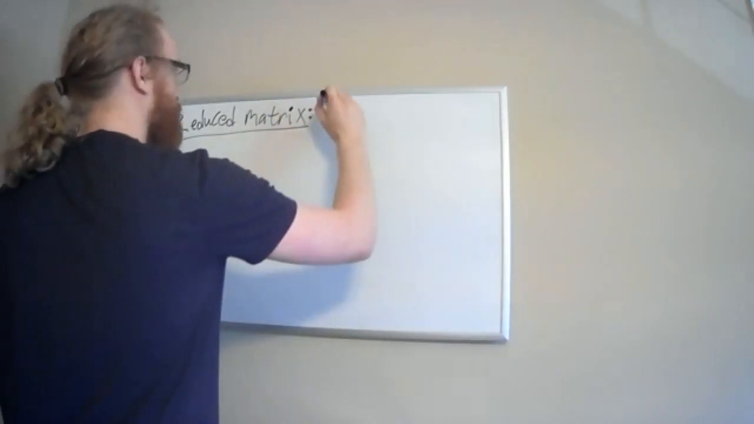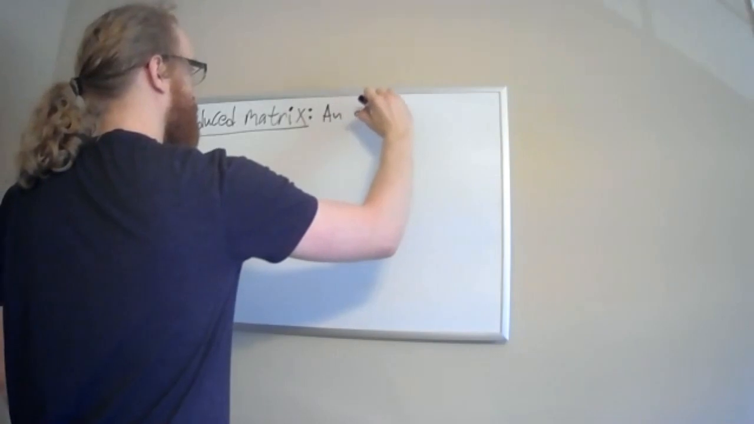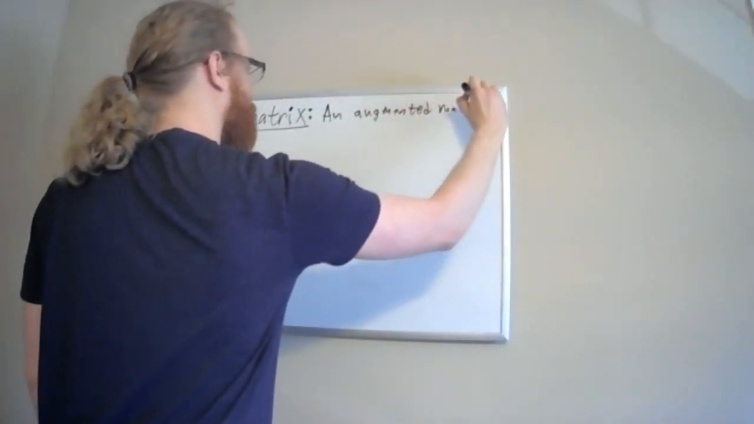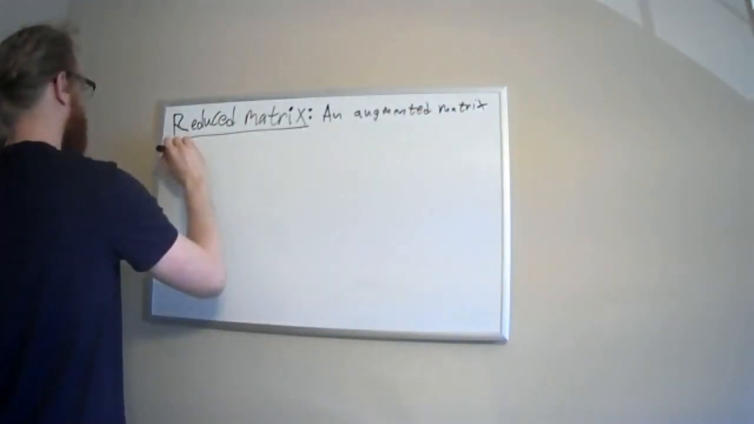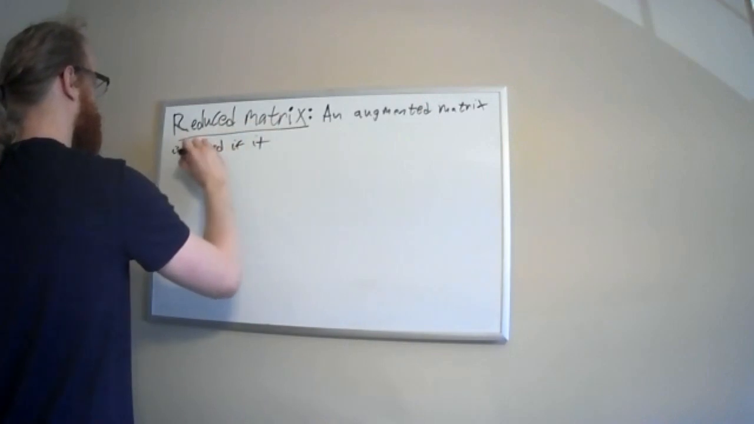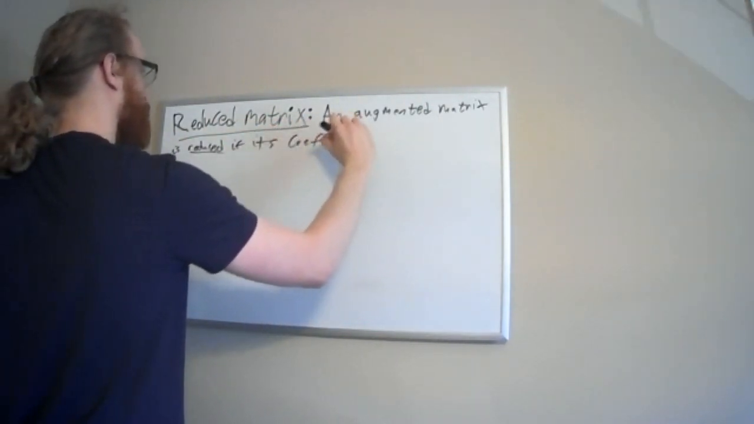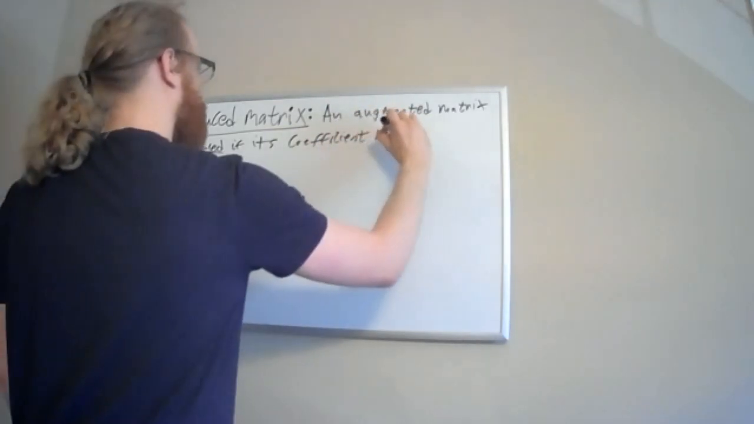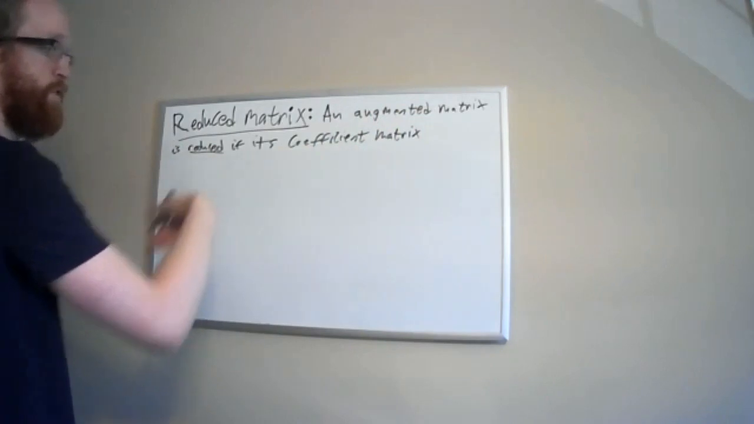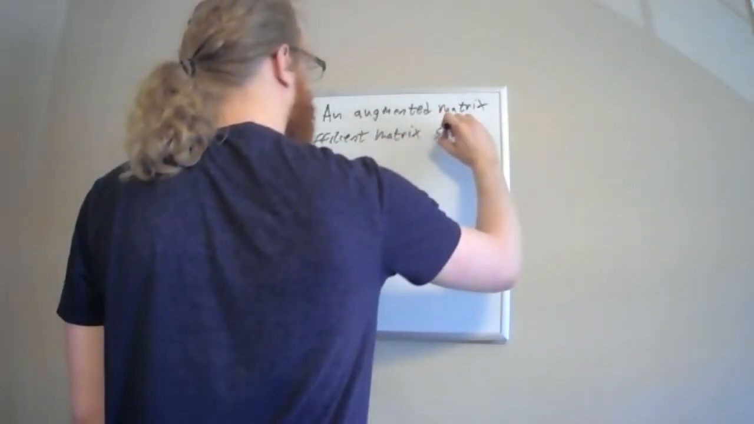An augmented matrix is reduced, is what we're going to say, if its coefficient matrix satisfies the following. So remember when I said coefficient matrix last time? That's all the stuff to the left of the bar. So I'm just talking about the stuff to the left of the bar, really.